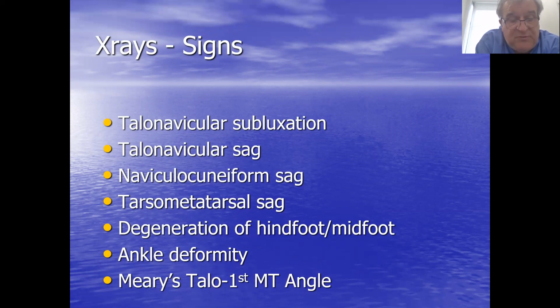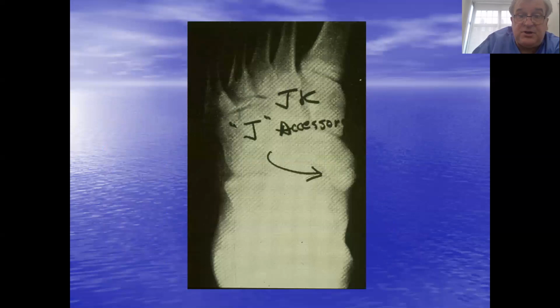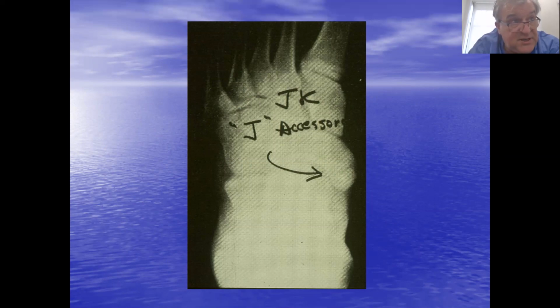And on the lateral view, you look at the talo first metatarsal angle of Meary, where basically you draw a line right through the talus, right through the first metatarsal, and that should be a straight line without any angulation if it's normal. So here we are, you can see an accessory navicular here on the medial side of the foot, and over that runs the tibialis posterior, and that's a potent cause of irritation and dysfunction of the tendon.